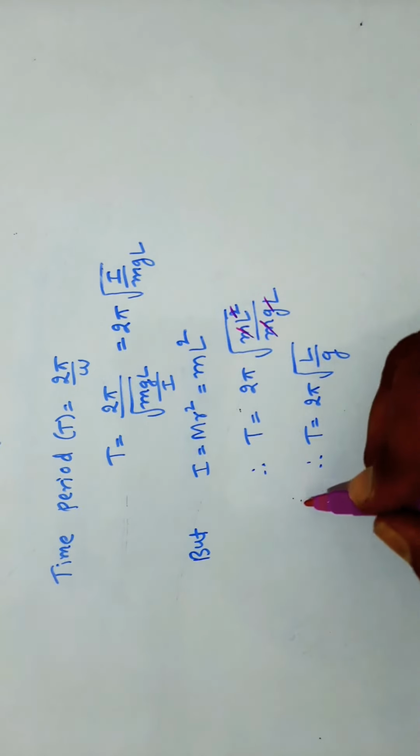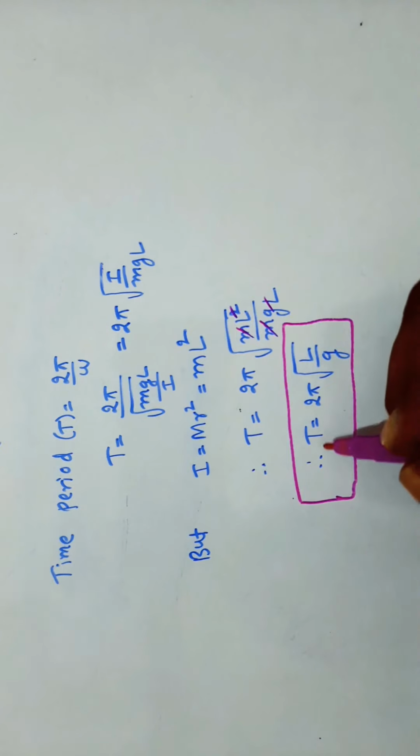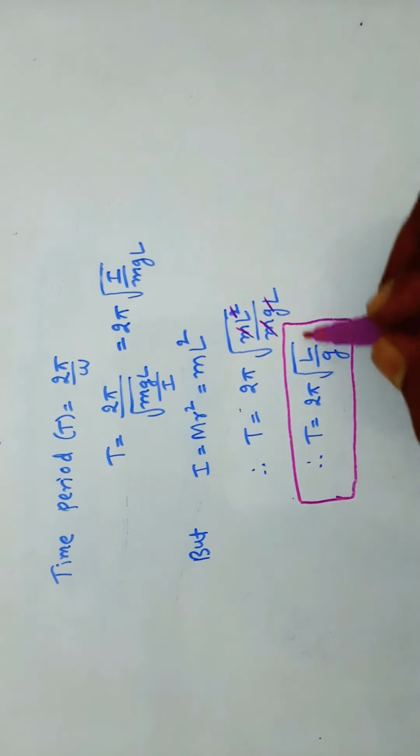This is the time period for a simple pendulum. So that is T equals 2 pi under root of L by g.